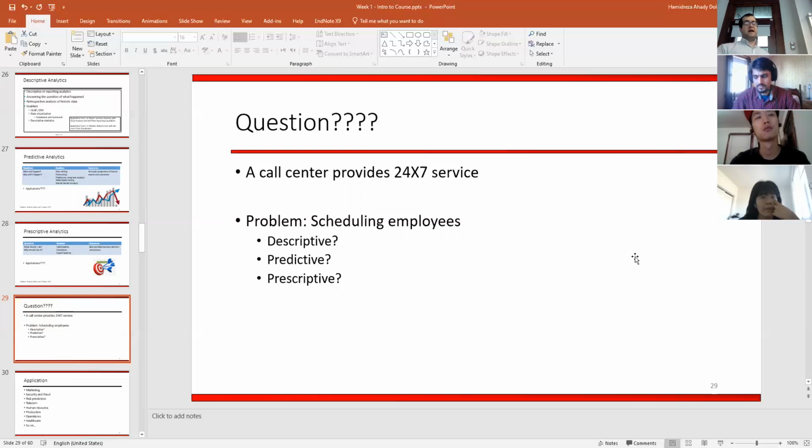What kind of analytics do you use? Is it descriptive, predictive, or prescriptive? I think it's prescriptive. Yes, because you are putting some solutions as well. You are minimizing the cost per employee, and also you are optimizing the system so that you don't miss any call. Yeah, that's actually the right answer.